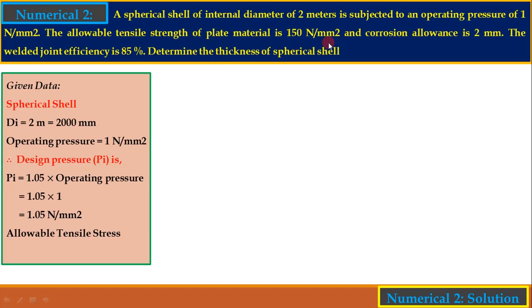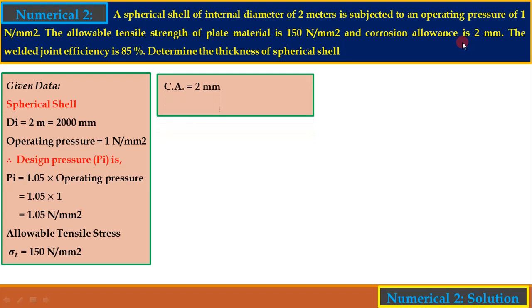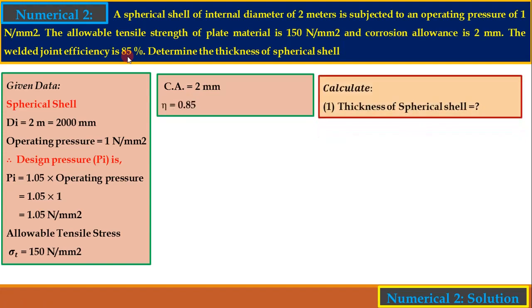The allowable tensile strength is given, so sigma T is directly given: sigma T is equal to 150 Newton per mm square. Corrosion allowance Ca is given as 2 mm. The weld joint efficiency eta is given as 85%, so its value is 0.85. And we have to determine the thickness of the spherical shell.